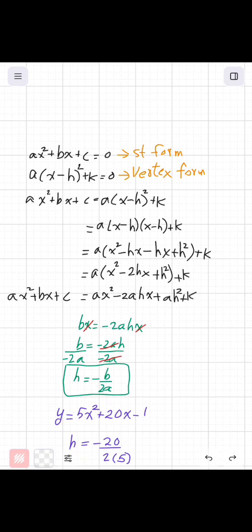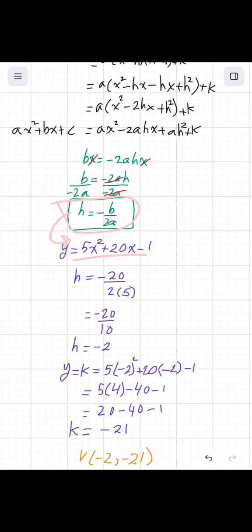Hi, in this video I am going to show you how we get this h is equal to minus b over 2a in order to solve for the point of vertex, especially when we are given the equation in standard form. Otherwise, you will have to convert the given equation into vertex form by completing square method to do all these steps that I did below.